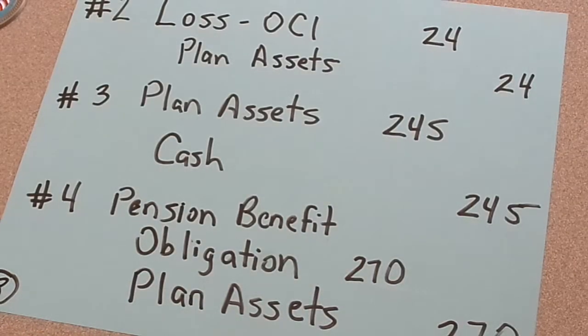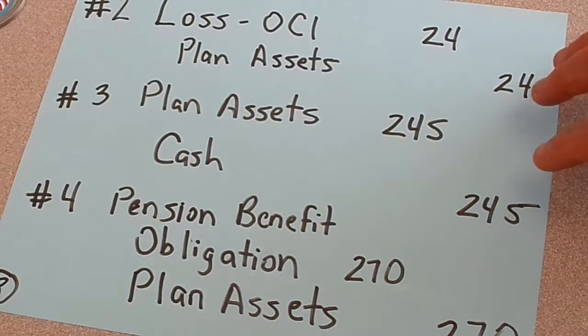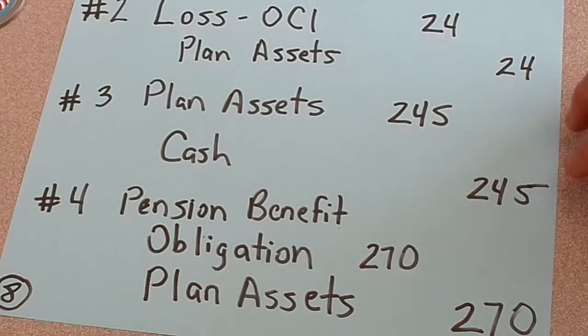There are a few other things we need to record here to make the problem complete. First, we're going to record loss on other comprehensive income for $24,000. We're also going to record a credit to plan assets for $26,000.